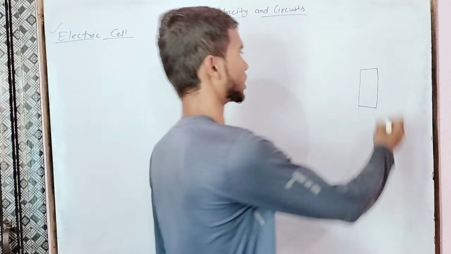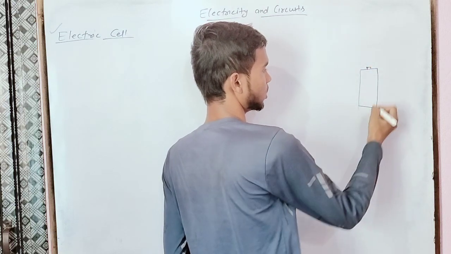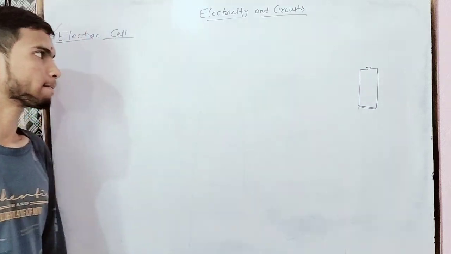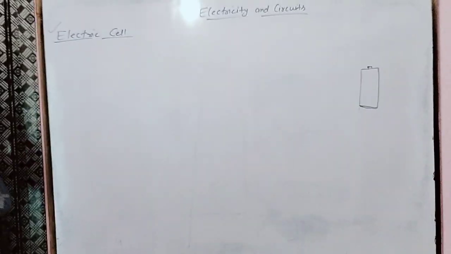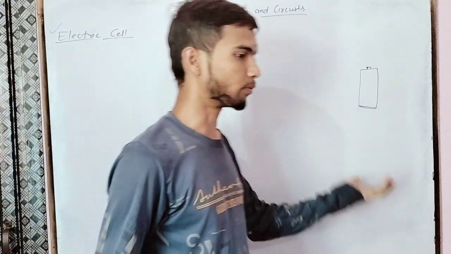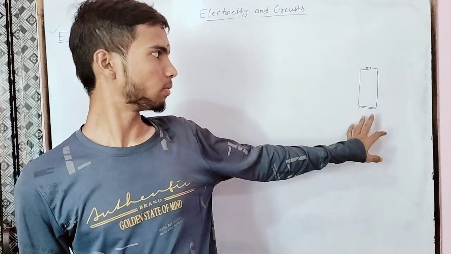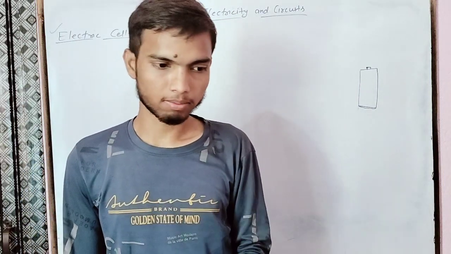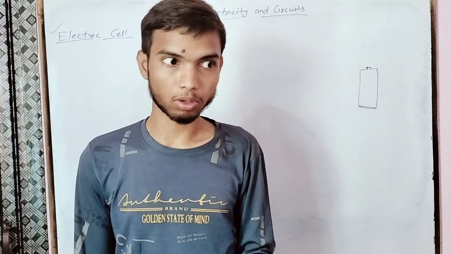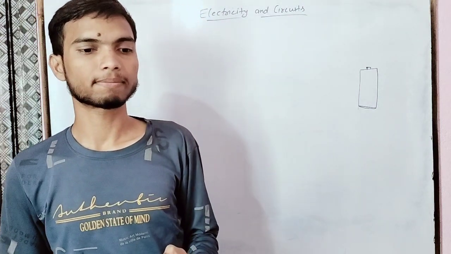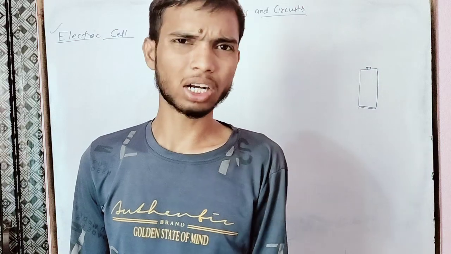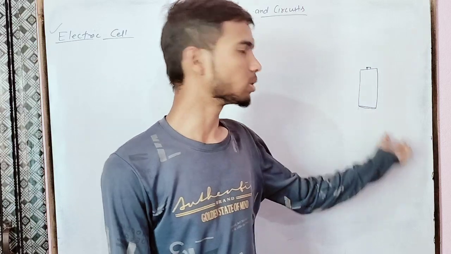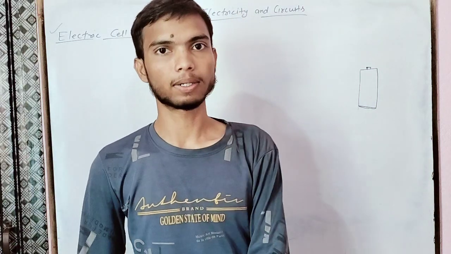Let's say this is an electric cell. We see this electric cell in our daily life, in a remote, in a car, in devices. There are a lot of places where we see uses of electric cell.